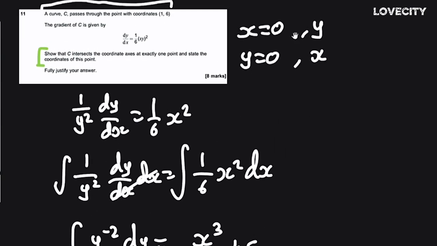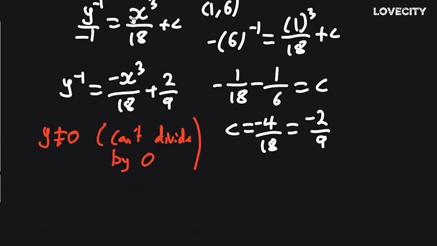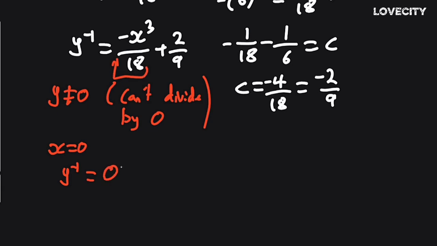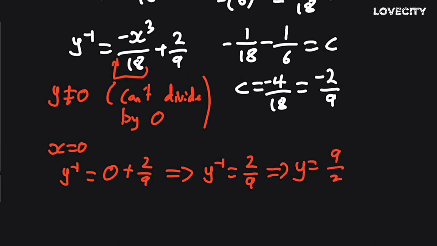Next, we need to check the case when x equals 0 and show there's only one y value. So what about when x equals 0? Well, here we get y to the minus 1 equals 0 plus 2 over 9. That's going to give us y to the minus 1 equals 2 over 9. Taking the negative power on both sides to give us just positive y to the 1, that's going to give us 9 over 2, because remember, if I take a negative power on both sides, I swap the power, swap the fraction. So we get y equals 9 over 2.